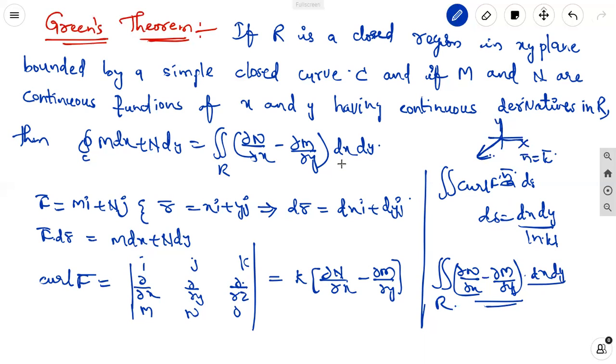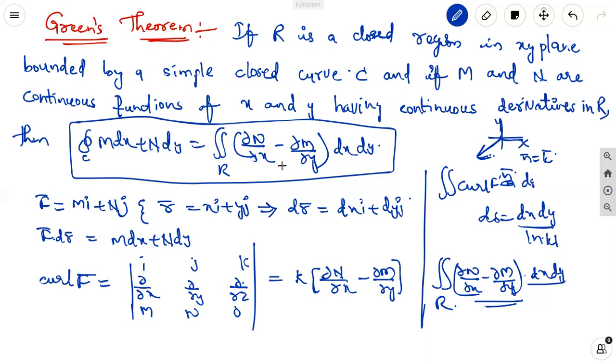The Green's theorem is nothing but transformation of the line integral to surface integral or double integral. How to get this relation between the line and double integral? Over C we take the work done, that is F dot dr. Over the region it is the curl F vector dot n vector ds. From that relation only we get the integral over C of M dx plus N dy equal to the double integral over R of (∂N/∂x − ∂M/∂y) dx dy.